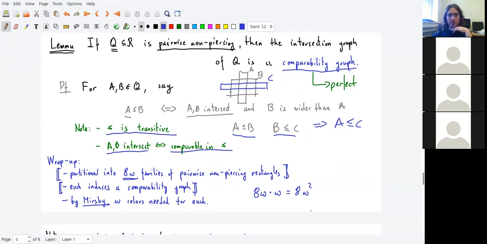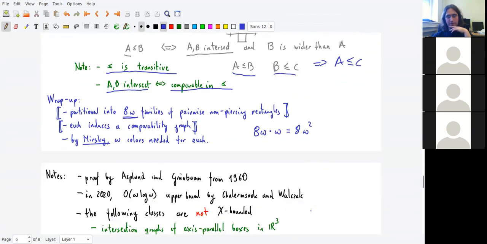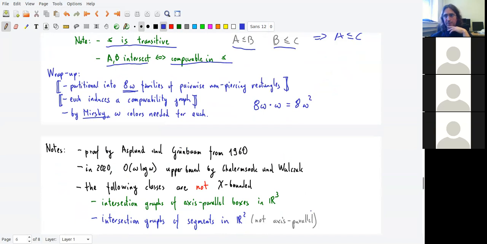Good. So this was the proof of chi-boundedness of rectangle intersection graphs. Let me give some comments. Okay, maybe before the comments, are there any questions about this proof? And otherwise, if you understand the proof, put a +1 in the chat. Okay, I see some +1s, but not that many of them. Are there any questions? Could I clarify something?